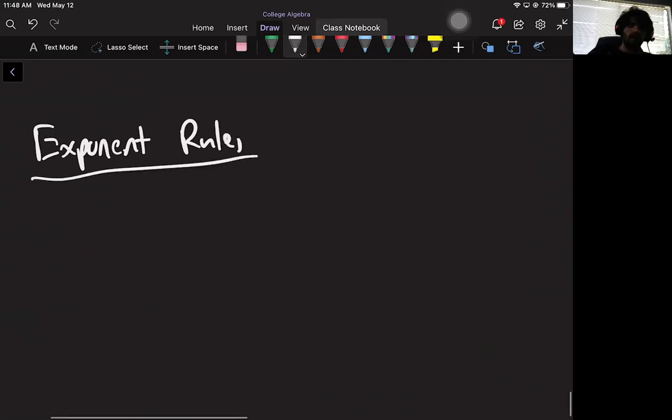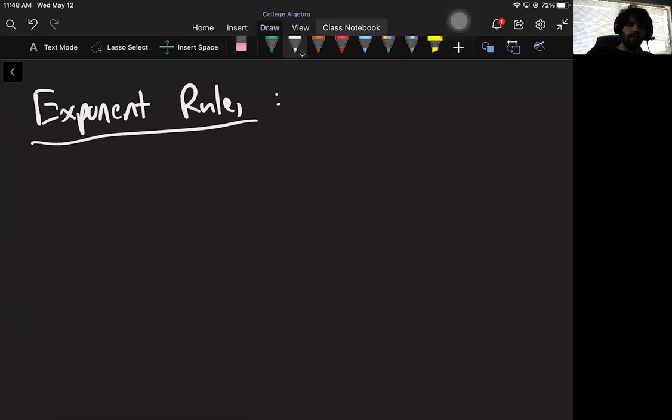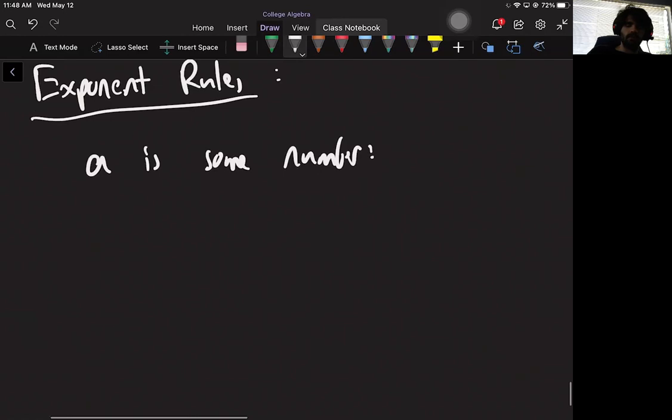I'm just going to talk about some exponent rules that you've probably seen before, but I want to remind you of them just for future use in pre-calc or something. Very important to know where these things come from. So A is going to be some number. Then let's think about some rules.